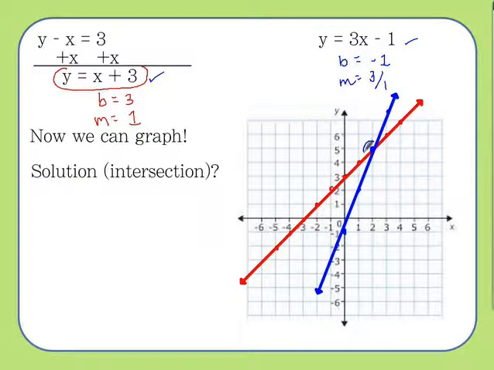So the solution of my graph is this point here where my two graphs intersect. I notice that this point is (2, 5). So the point (2, 5) would be true for both of these equations. 5 minus 2 is 3, and then 6 minus 1 is 5. So this point would be true for both. So the solution is the point of intersection, which is at (2, 5).